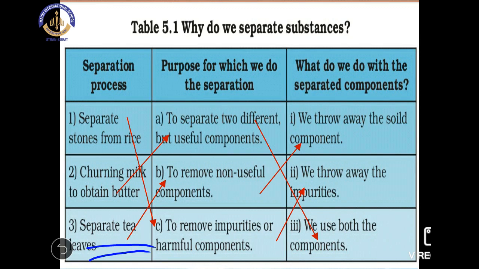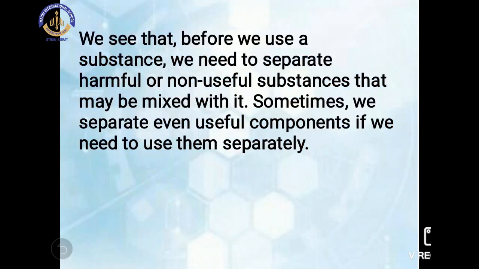So why should we separate the tea leaves from the liquid form of the tea? To remove the non-useful component. Here the non-useful component means tea leaves. Tea leaves are non-useful for us, so we will throw them. We throw away the solid components. Solid components means here the tea leaves, which are not useful for us. So we will throw them and we will just take the liquid form of the tea.